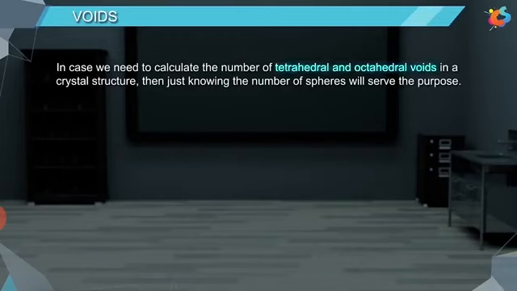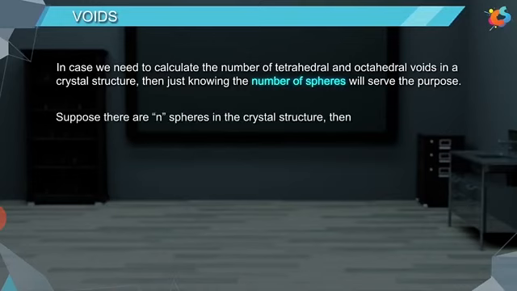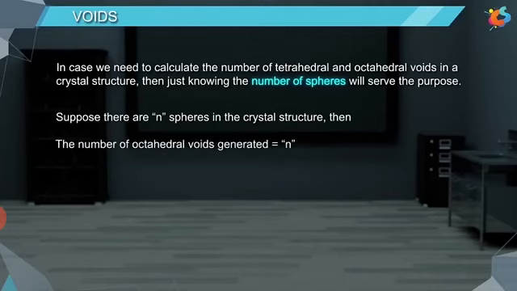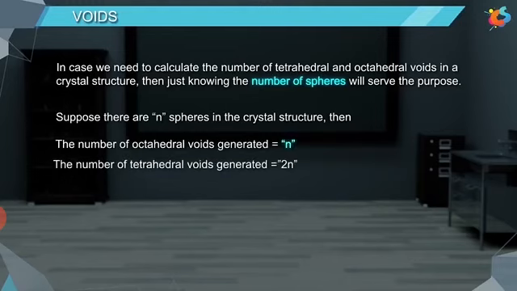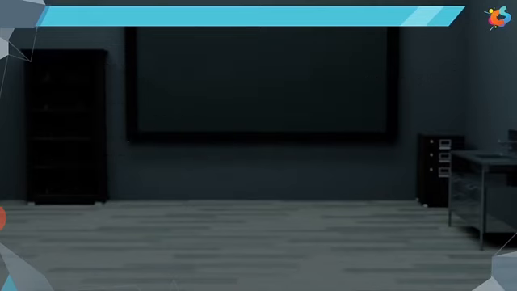And in case we need to calculate the tetrahedral and the octahedral voids, we should know the number of spheres that are present in the structure. Suppose the number of spheres in the crystal structure is n, then the number of octahedral voids will also be n, and the number of tetrahedral voids will be just double, that is 2n. Or we can say the total number of voids which are present will be 3n.